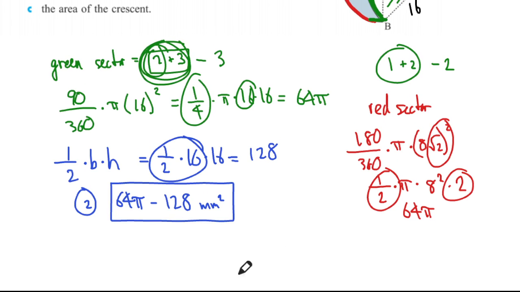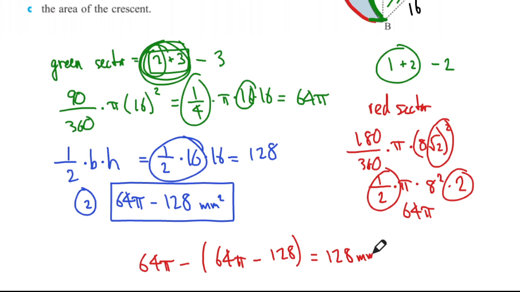So this is weird. So what do we have? 64 pi minus 64 pi minus 128. So this is just 128. It's interesting that they made it that way. I'm just going to check in the book. Let's find out. Yeah, it turns out that's right.